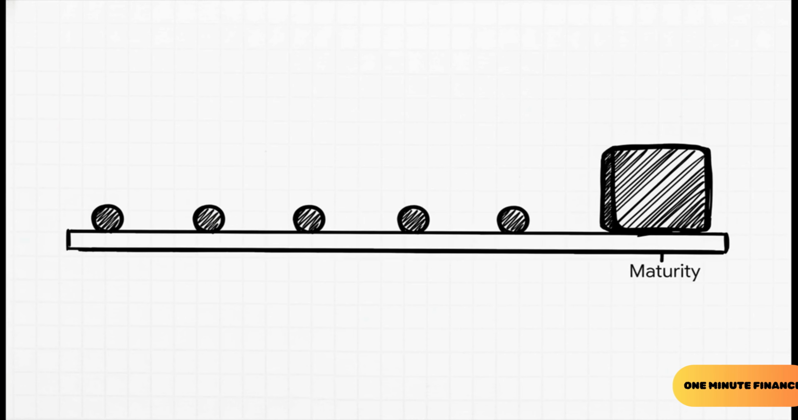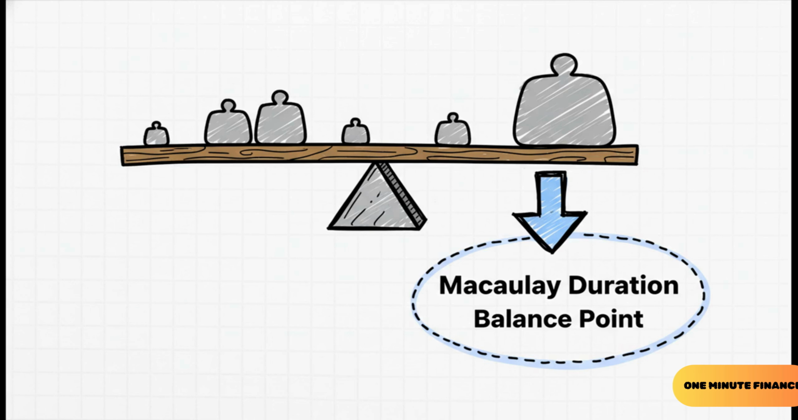The small coupon payments are like small weights, and that huge principal payment at the very end, well, that's a really heavy weight. So what's the one single point on that plank where the whole thing would perfectly balance? That, my friends, is its Macaulay duration. It's the weighted average time it takes to receive all your money. It's the bond's true time center.